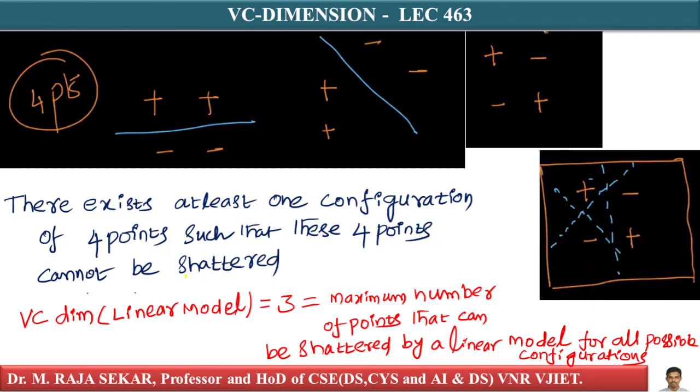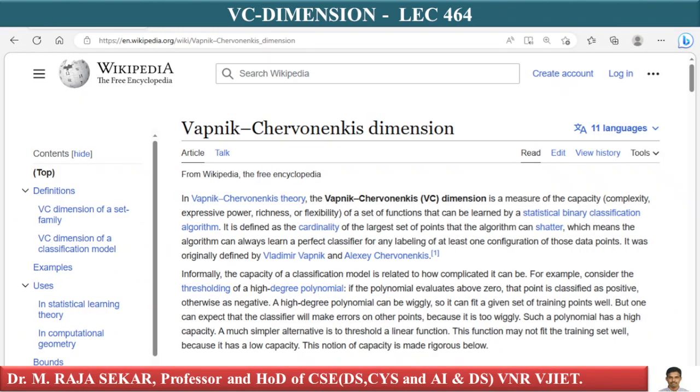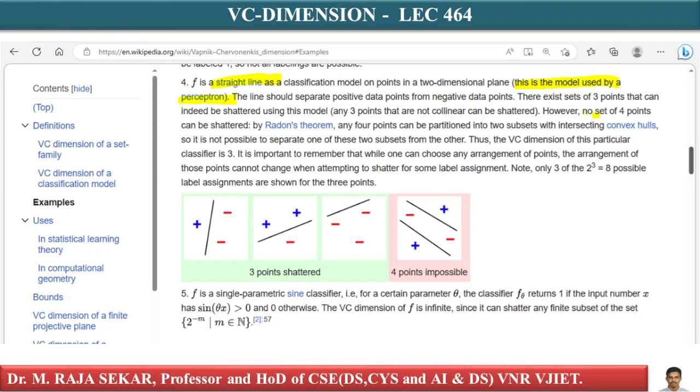Let's go to Wikipedia for VC dimension. Here you can see there are some examples of VC dimensions. If you go here, it says for a straight line, you will get a perceptron, linear model, etc. There is a theorem called Radon's theorem, which says that 4 points cannot be shattered. This theorem comes from computational geometry. There is a whole area in computer science called computational geometry where you can prove theorems like this.